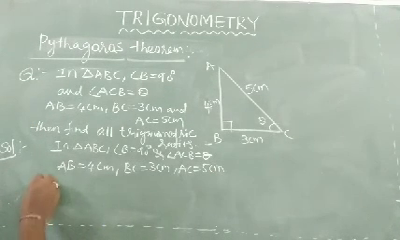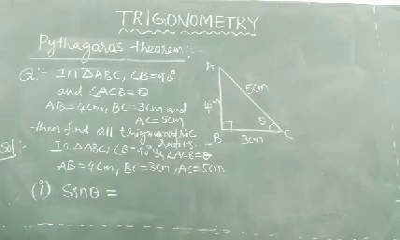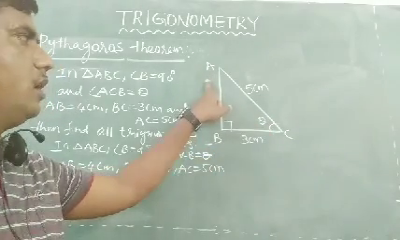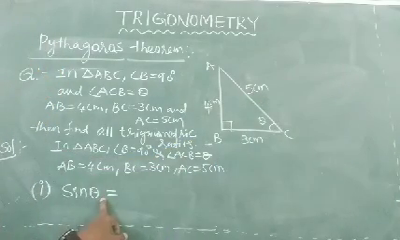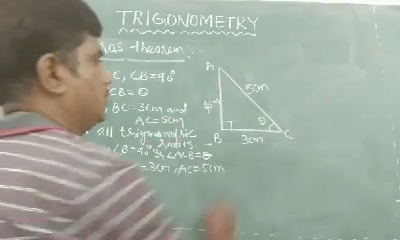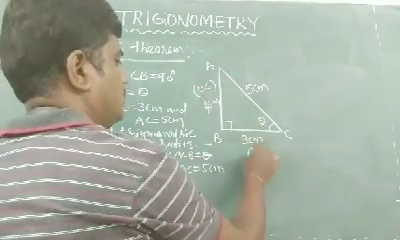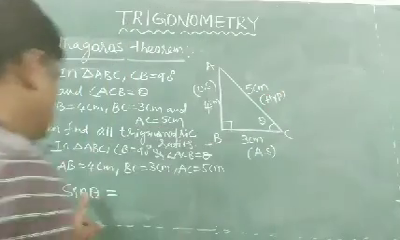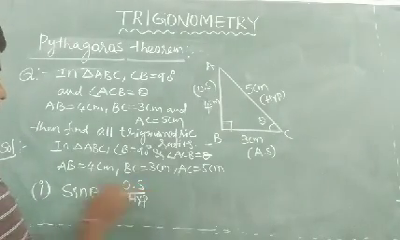In that, the first one is sin theta. Just short forms only we are using. See in this figure, sin theta means what? The ratio between opposite side to hypotenuse is called sin theta. We already learned the sin theta definition. When you take this one as the angle, this is the opposite side, this one is the adjacent side, and this one is the hypotenuse.